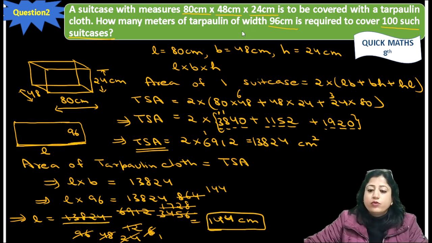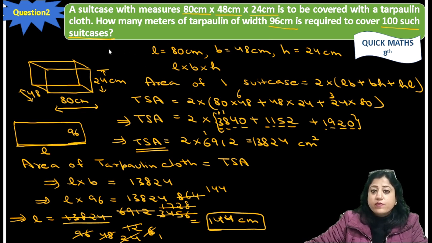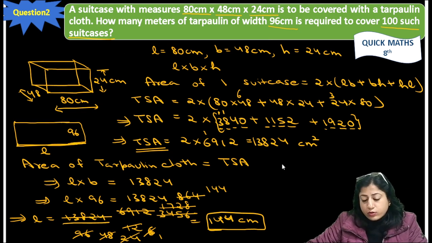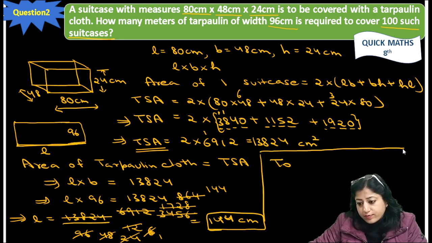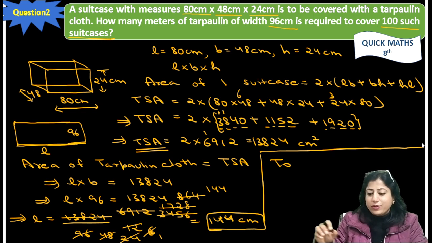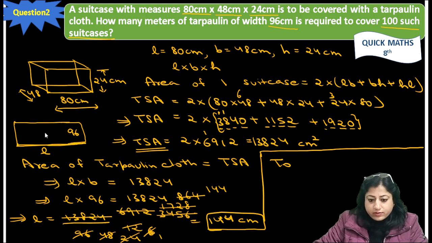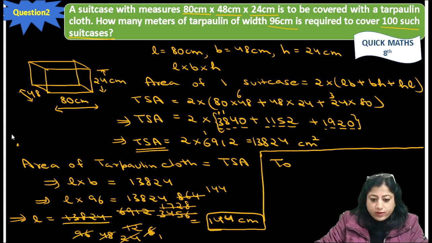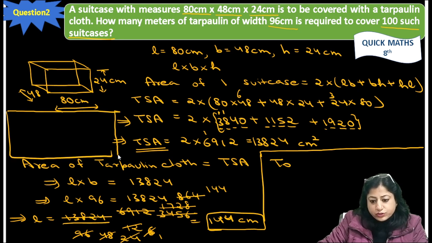So the length of cloth is this much, but it is the length to cover just one suitcase, and we have to calculate the length to cover 100 such suitcases. I am writing here, because my face is also here, so it will not be visible clearly to you. So I am taking just this area. I am rubbing it to make space for you so that it is clear. Now I am using this area for the final calculation.